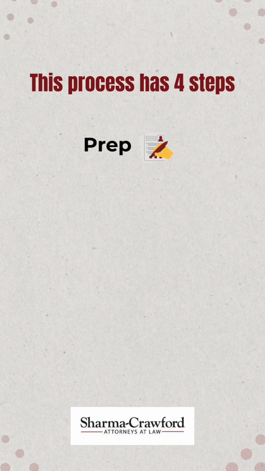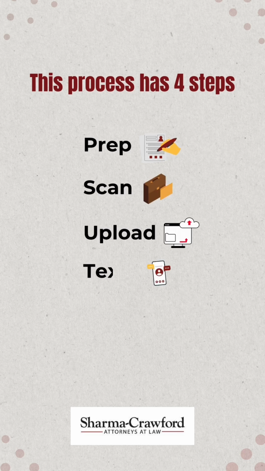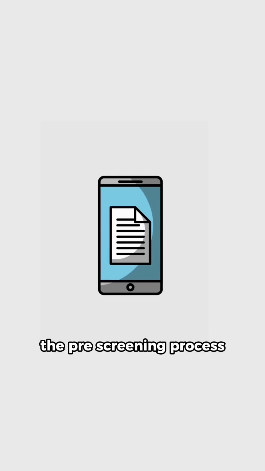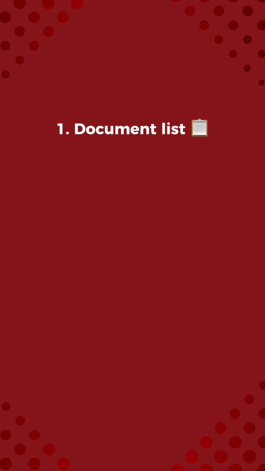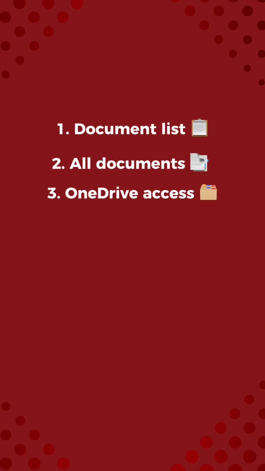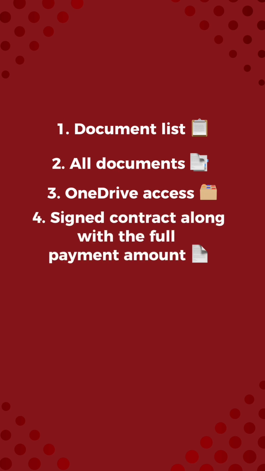This process has 4 steps: prep, scan, upload, and text. Here's what you'll need to complete the pre-screening process. 1. Document list. 2. All documents. 3. OneDrive access. And 4. Signed contract along with the full payment amount.